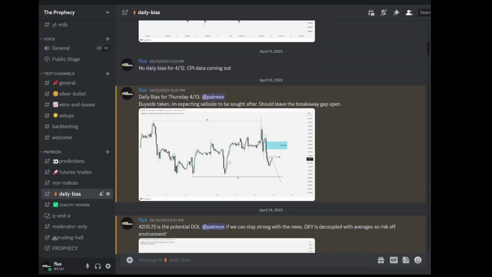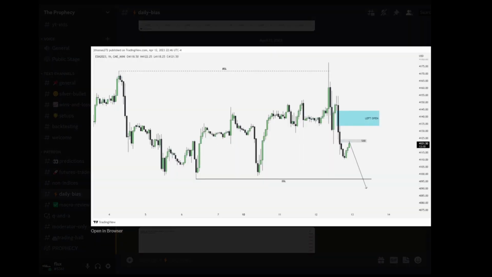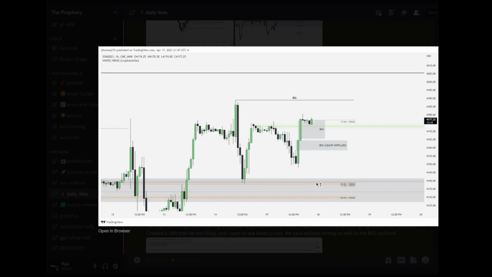And then you can see the next day, the following days, we've swept that buy side liquidity that I was outlining. And then the next day I was expecting lower prices as our daily draw, since we had already swept buy side, sell side has been failed to sweep, and then we had imbalances that I wanted to see fill before we went lower. Here's another example.